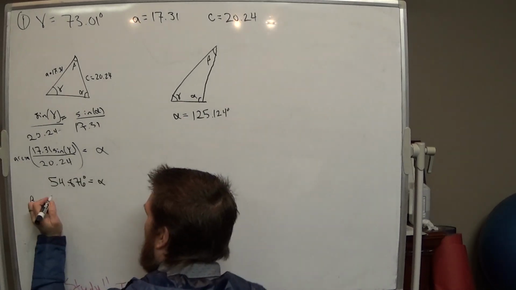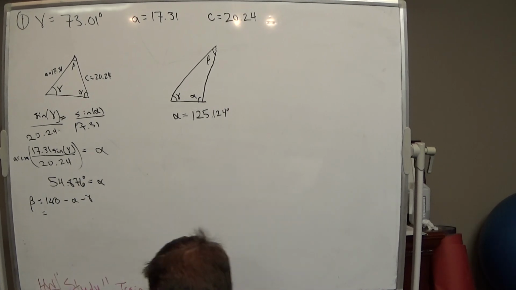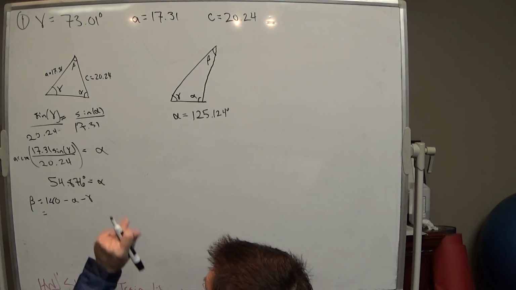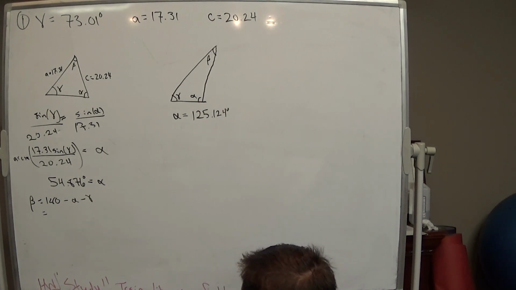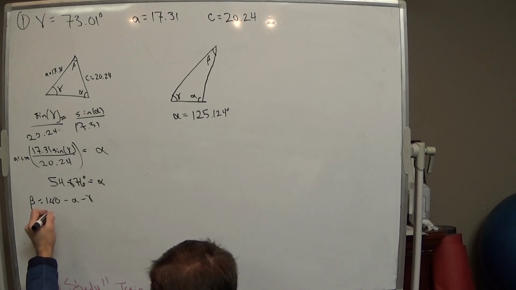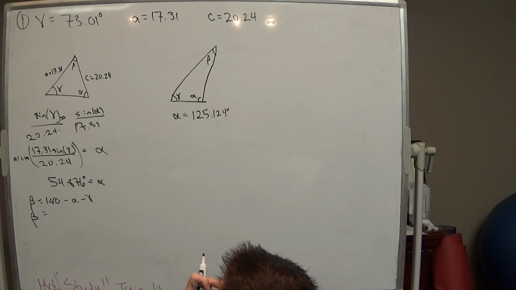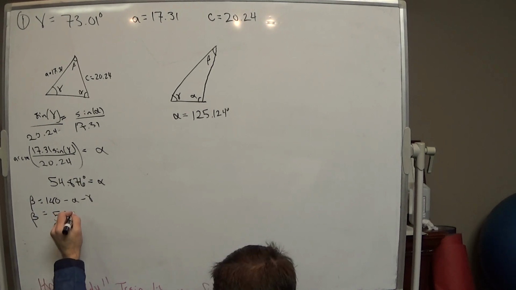Beta should be 180 minus alpha minus gamma. And so that's 180 minus, I'll do gamma first, 73.01. Minus alpha, which is the 54. So I'm going up to the 54. Plug that in. What did you get? That's what I get. 52.114.